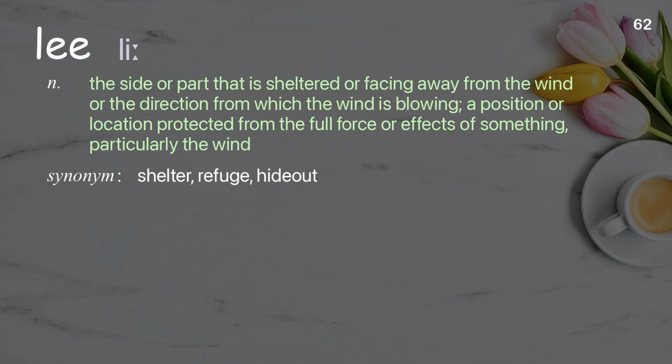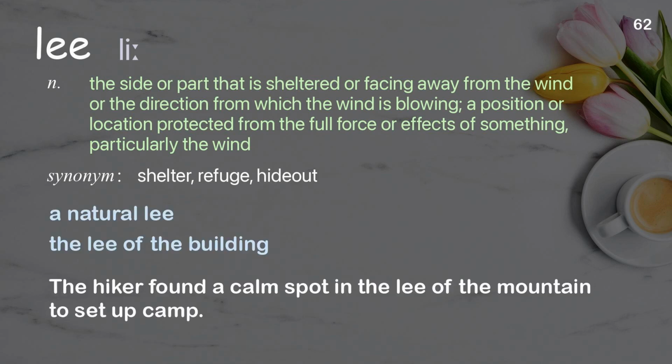Lee. The side or part that is sheltered or facing away from the wind or the direction from which the wind is blowing. A position or location protected from the full force or effects of something, particularly the wind. Examples: A natural lee. The lee of the building. The hiker found a calm spot in the lee of the mountain to set up camp.